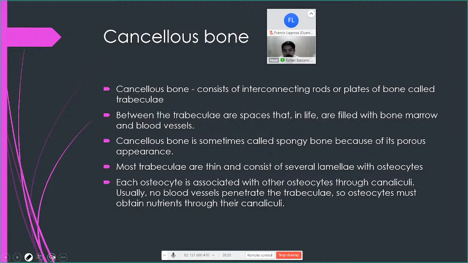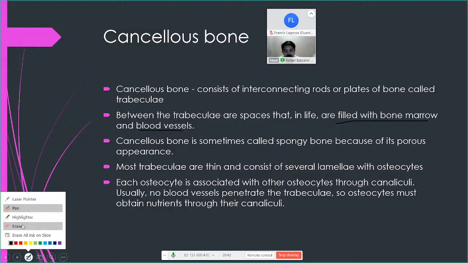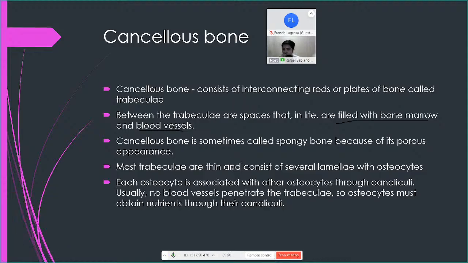That's why they are red, because they are filled with red bone marrow and blood vessels. So that's why it is red in this picture. It is sometimes called the spongy bone, as I already mentioned. And they have trabeculae, which are thin and consist of several lamellae with osteocytes.